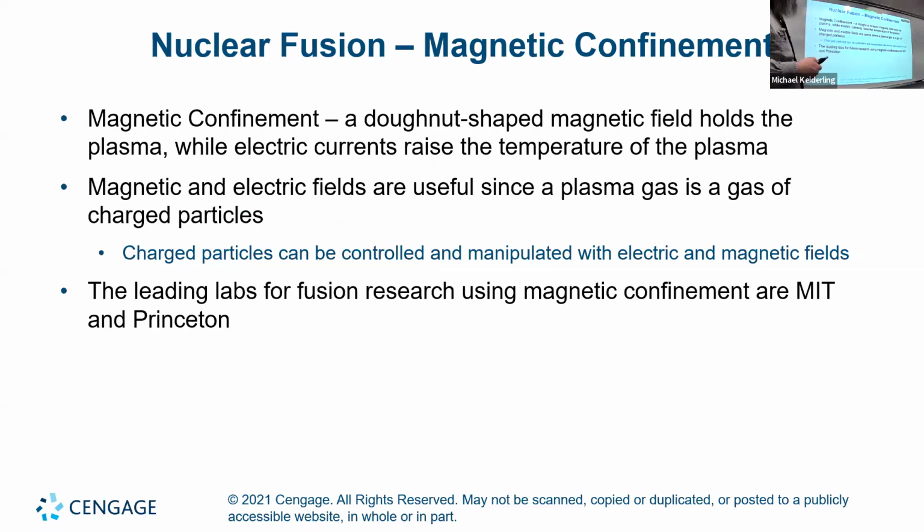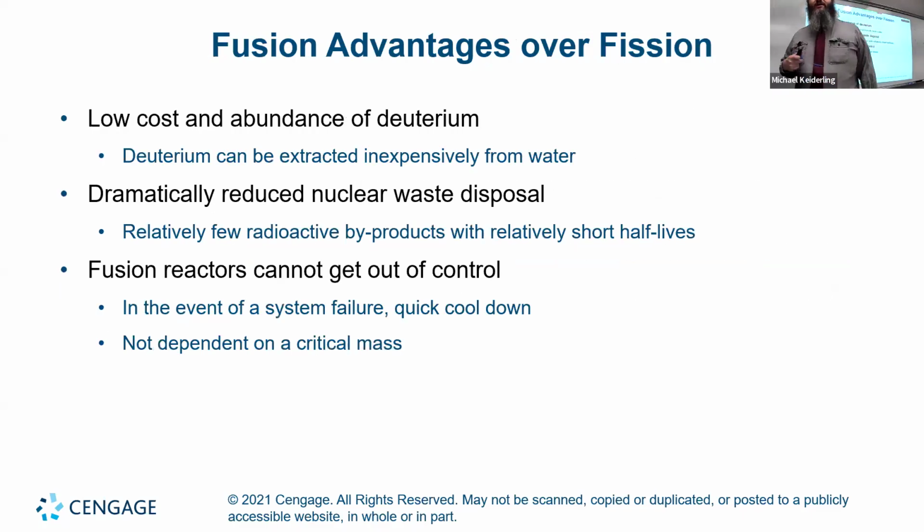Real nuclear fusion is done with magnetic confinement. We may get a reactor at some time. They use donut-shaped magnetic fields to hold the plasma, while electric currents raise the temperature of the plasma. And magnetic and electric fields are useful since plasma is a gas of charged particles. And the leading experimental work is actually all in Europe at this point. They're building the best one.